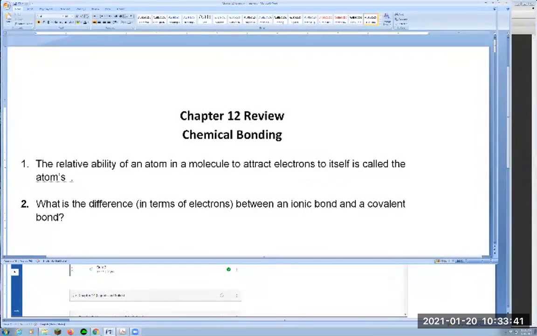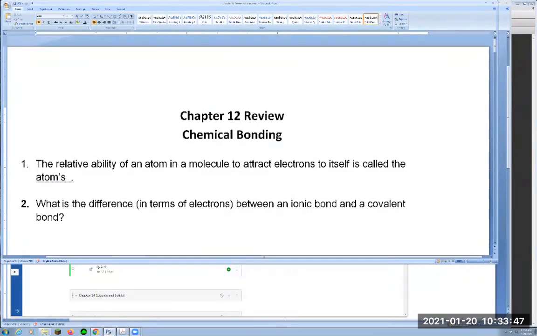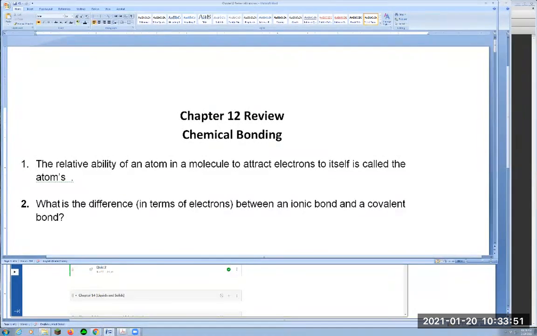Hello, so this is the chapter review on chapter 12, and we will go over only the first part of chapter 12. And so chapter 12 is on chemical bonding.